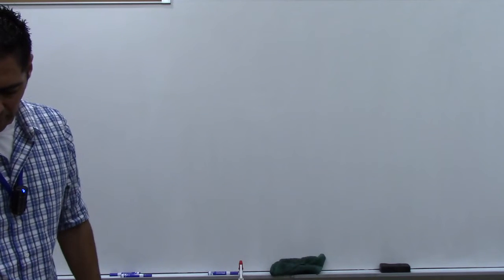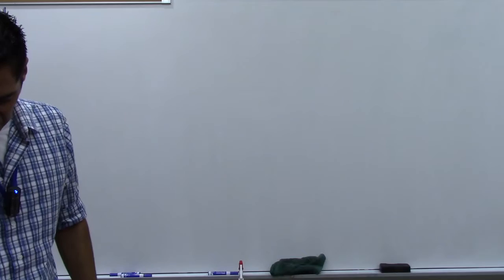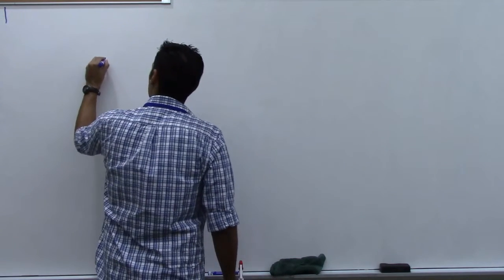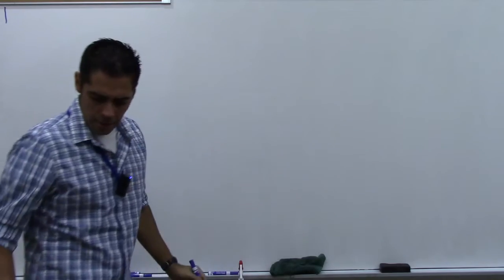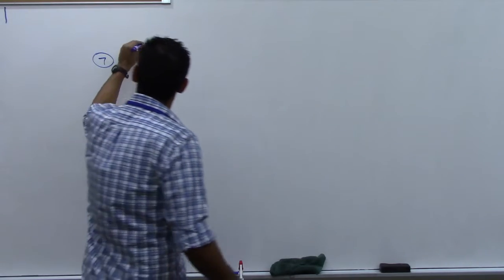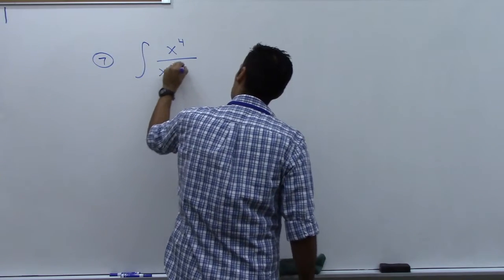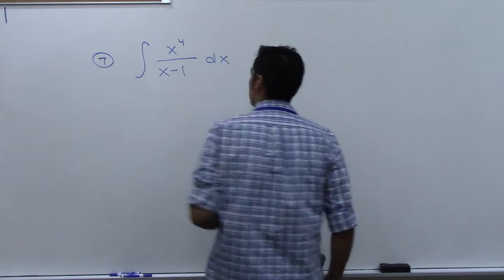Let's start with number 7. I'm going to work number 7 through 39. So number 7, we have the integral of x to the 4th over x minus 1 dx.